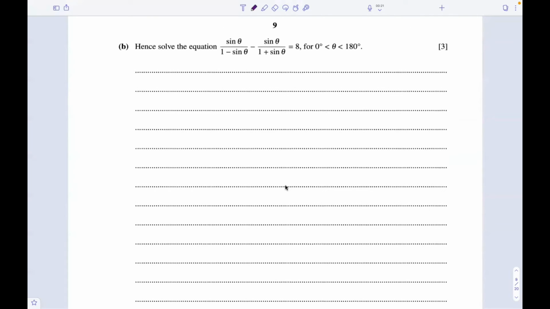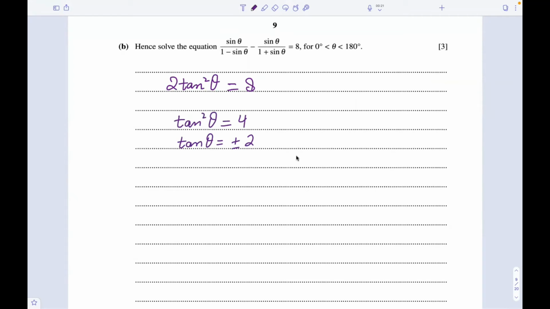Now in part B, we have to solve the same equation as in part A, which is equal to 8. So we have proved that this is equal to 2 tan squared theta. So in place of this, we can write 2 tan squared theta is equal to 8. So tan squared theta will become equal to 4. So tan theta would become plus minus 2. When we have the square root of 4, we get both values, plus minus 2.